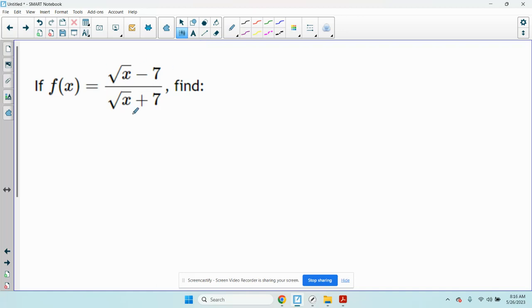Okay. Obviously, this is a quotient, so I'm going to have to apply the quotient rule. But before I do that, I like to write all of these square roots as x to specific powers. So they want the derivative, but I'll just rewrite f. F of x equals x to the 1/2 minus 7 on top over x to the 1/2 plus 7.